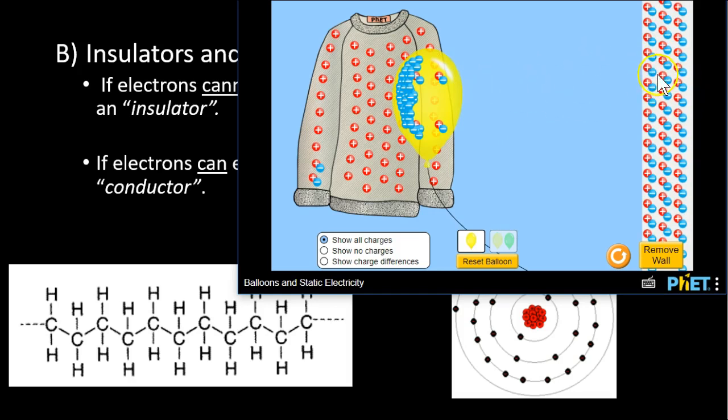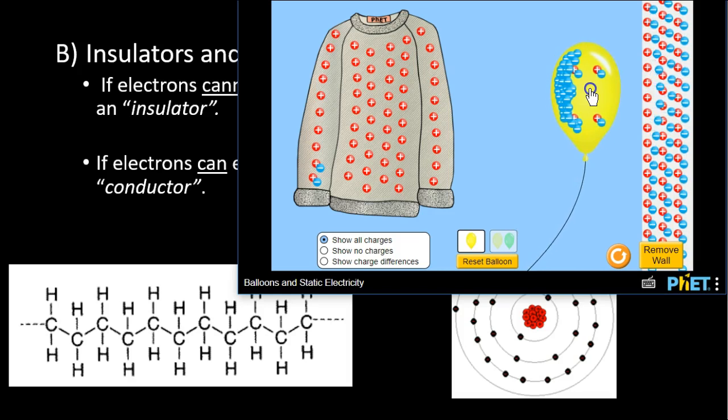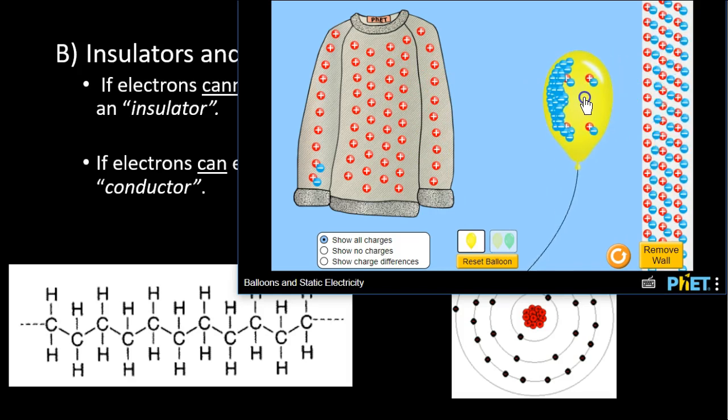Now, the wall, like I said, is an insulator. It's not easy for these electrons to move. But if I bring something that's very negatively charged, that's a lot of repelling, and it will make those electrons slide to the right. Again, notice, nowhere did these protons move, because those protons are locked in place.